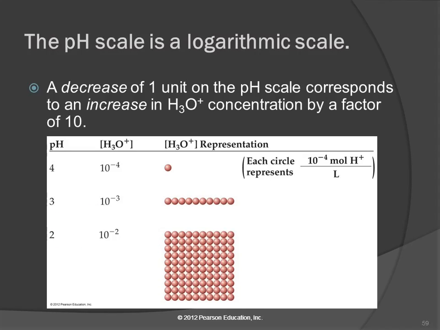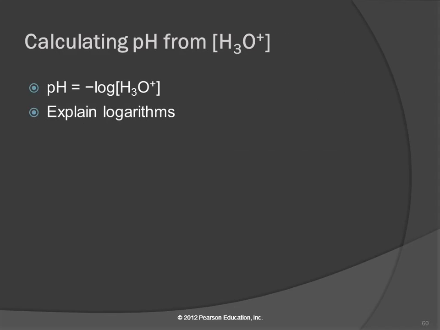And so this gives us a nice, manageable scale that runs from 0 to 14, and it's much easier to deal with than 1 to 10 to the minus 14. So pH is just a device that we have made up to make the numbers nicer. Okay.